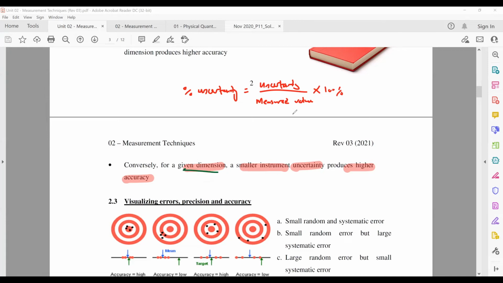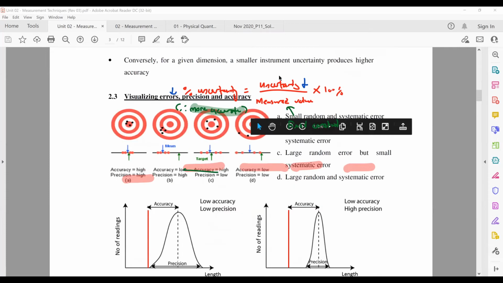For a given dimension, that means this one is fixed or constant. It doesn't change. So if your uncertainty is smaller, your percentage uncertainty will be smaller, therefore more accurate. Okay, this is what we mean. A smaller instrument uncertainty gives you smaller percentage uncertainty, therefore higher accuracy. All right, so it can be inferred either way. All right, so that is the definition of accuracy.